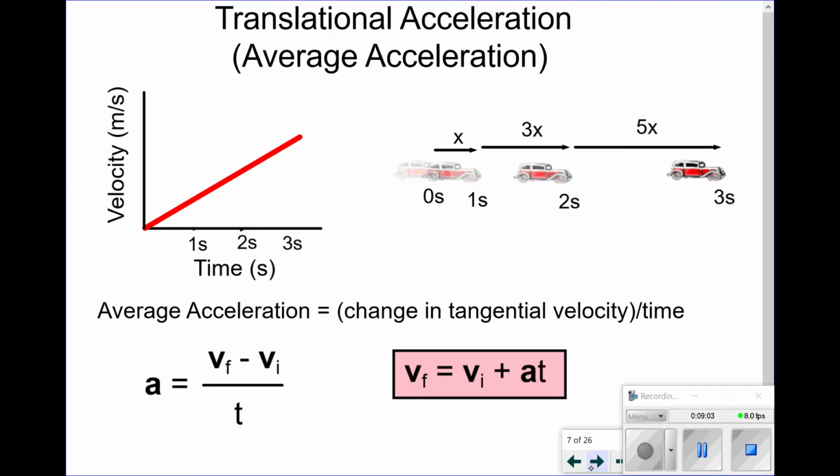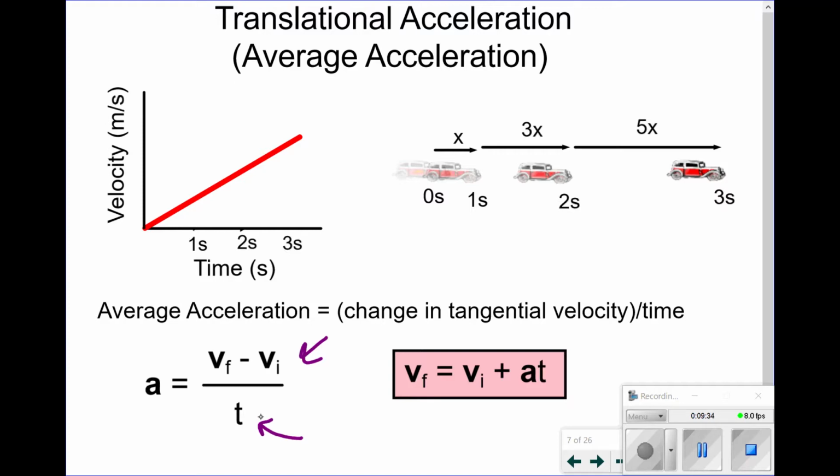So let's talk about translational acceleration, specifically average acceleration. We know that acceleration by definition is the change in velocity over time. It's the rate of change of velocity. If I have a velocity versus time graph, then the acceleration would be the slope of the velocity versus time graph, which is, of course, then the change in velocity over the change in time.